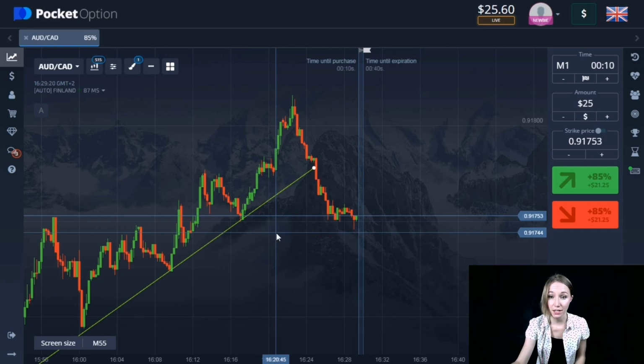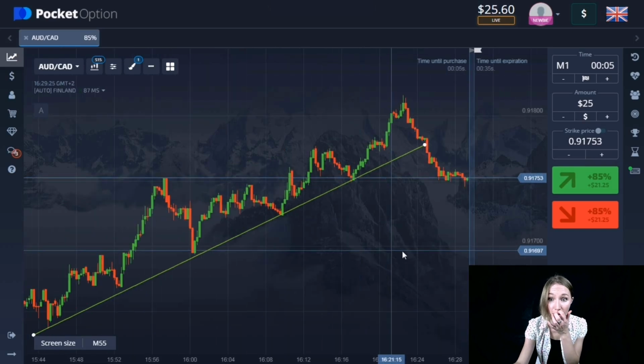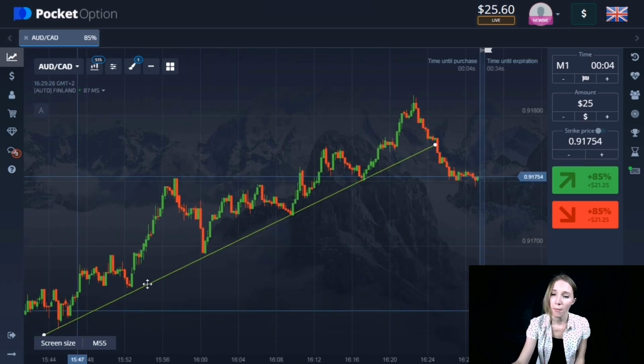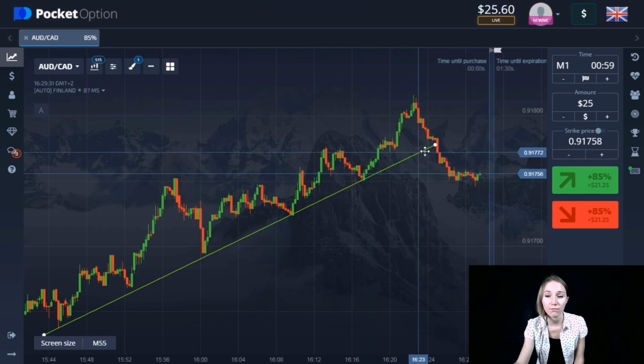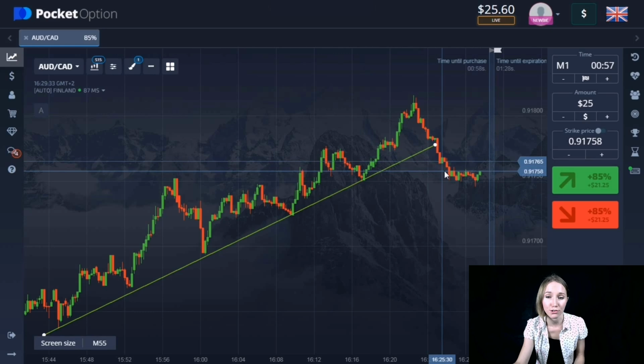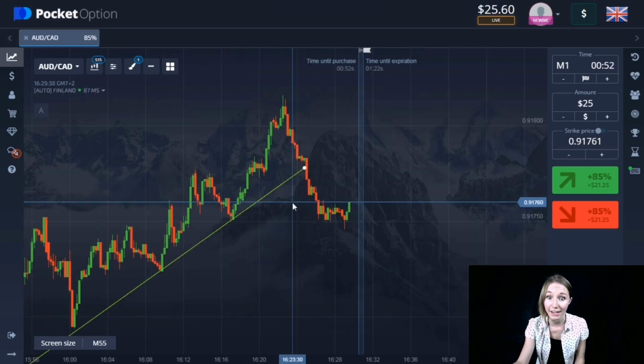Here we can see there was a good wave-like uptrend. At the moment we can see the price has turned around and is going in the opposite direction. Possibly there will be a downtrend. So I would like to open a trade for 5 minutes with down, due to the downtrend, because I can also see the technical analysis figure head and shoulders.